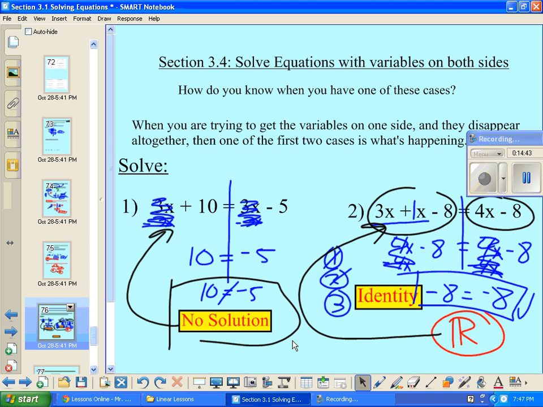And when you get to one of these two situations where the variables are all gone in the problem, that's when I'll be able to tell if I've run into one of those special cases. And again, we can tell which each one is. No solution is when I get something that's not true. Okay, 10 does not equal negative 5. Identity or all real numbers, that's when I get something that is true at the end. So now we can recognize those special cases. They will come up from time to time in the problems as we go on this year as well.